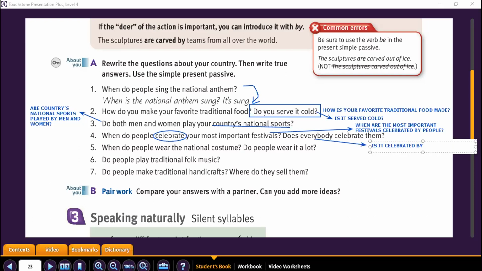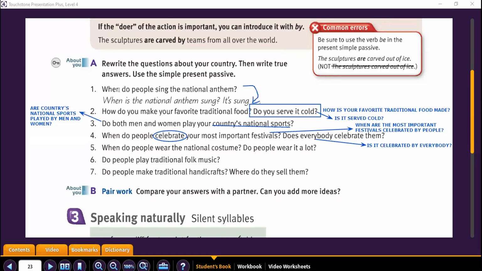Esto by. Todo el mundo, ¿cómo decimos? Everybody. So, is it celebrated by everybody? ¿Es celebrado por todo el mundo? Miren cómo han subido el nivel. Muy bien. Ya estamos haciendo muy bien las preguntas.